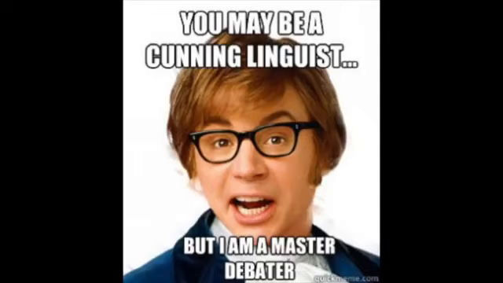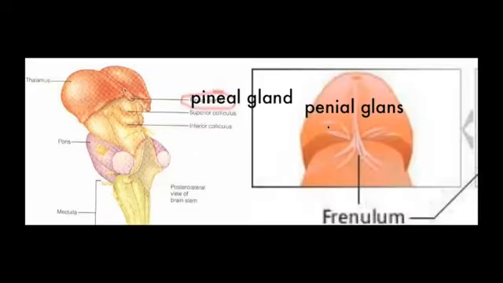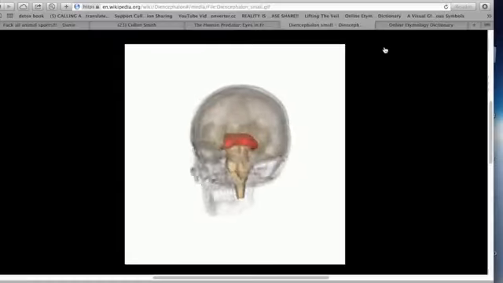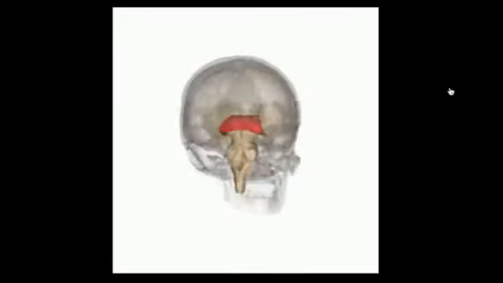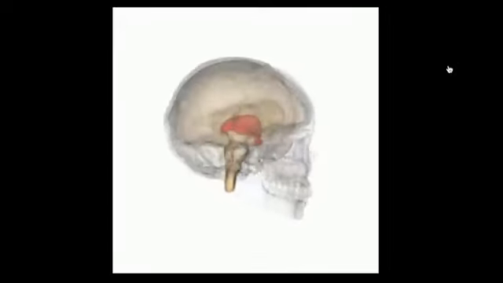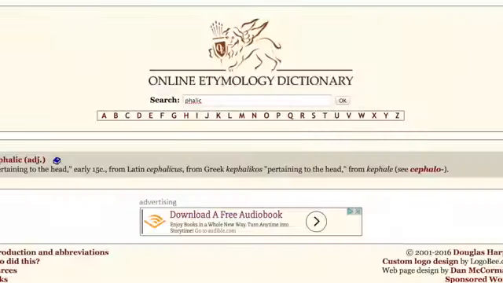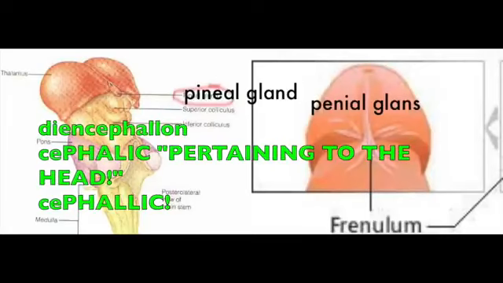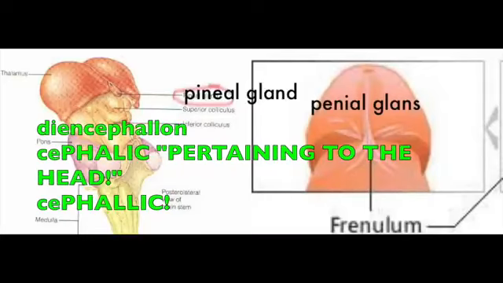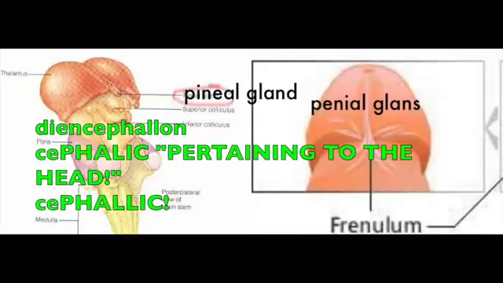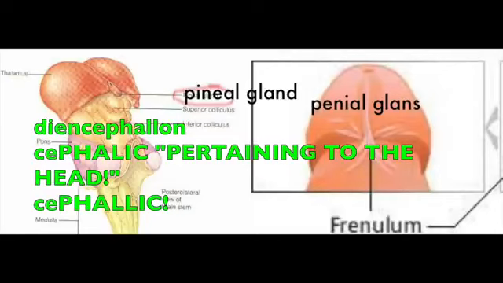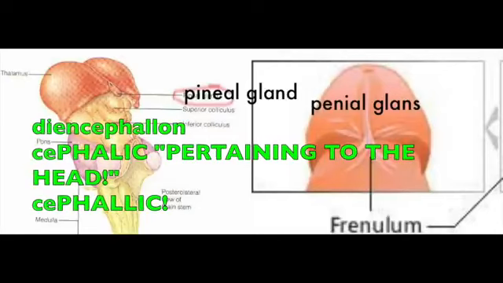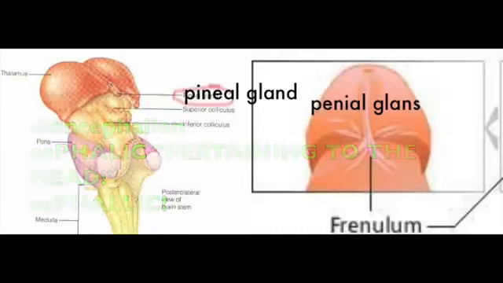As I said, the female has two sets of lips. We all know that the male has two heads. So this is called the diencephalon, and it's referred to as the cephalic portion of the brain, which etymologically comes from cephalic, pertaining to the head, from Latin cephalicus, from Greek kephalikos, pertaining to the head. Cephalic contains the word phallic within it. Cephalic, pertaining to the head. As above, so below the belt.